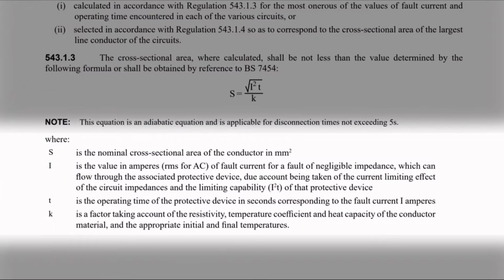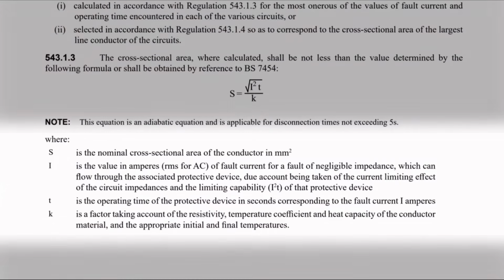The key thing for now is that this I is the current that flows when the fault occurs and therefore should be quite high. T is the operating time of the protective device in seconds, corresponding to the fault current I amperes. So in other words, how quickly the device trips when the fault current flows. K is a factor taking account of the resistivity, temperature coefficient and heat capacity of the conductor material and the appropriate initial and final temperatures. So let's start finding the numbers for our circuit and populating this equation so we can figure out how big our circuit protective conductor needs to be.